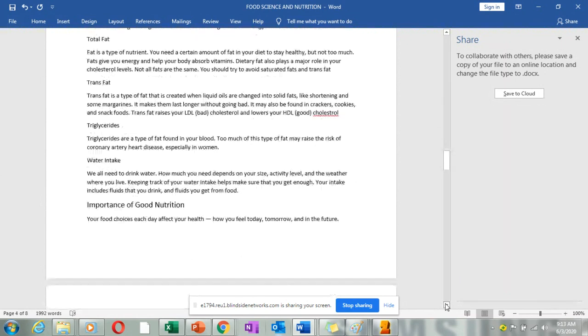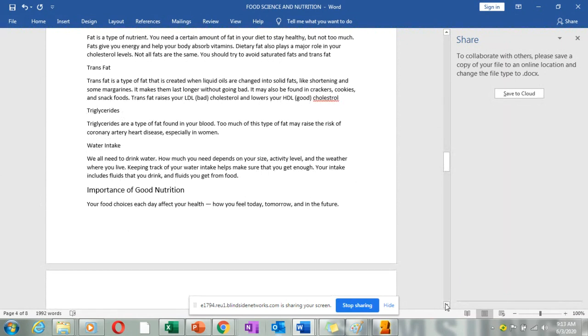Okay, the water intake is very important in your body. We all need to drink water, and how much you need depends on your size, activity level, and the weather in which you live. It's good that you keep track of your water intake, because your metabolism and homeostasis are going to be affected if your water intake is low. But the good news is that all the foods that we eat also have water. But you have to supplement the water in the food by taking water in its raw state, the way we know it from the dispenser or from the tap.